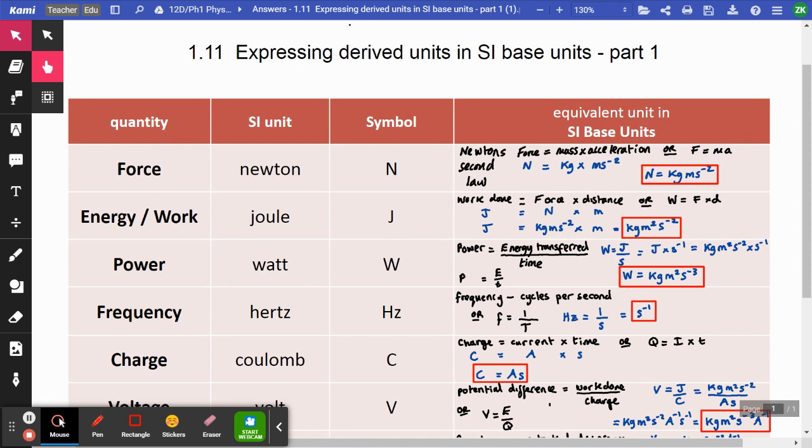Next, power. Power, we measure power in watts. Symbol is capital W. We know that power is the energy transfer divided by the time taken. In symbols is written like that, P equals E over T. We know power is measured in watts, so we can express this formula in terms of units. So watts equals energy is joules divided by time, which is in seconds. So the watt is equivalent to 1 joule per second.